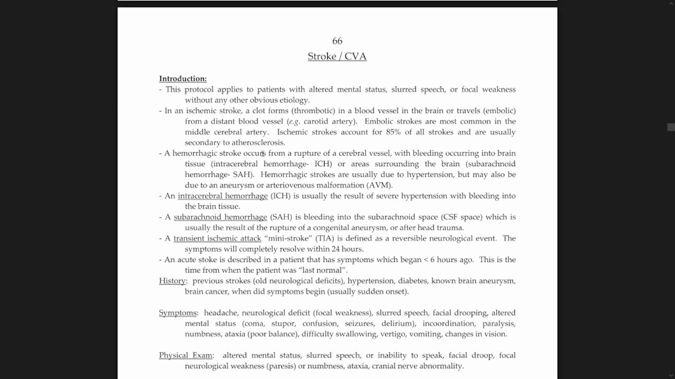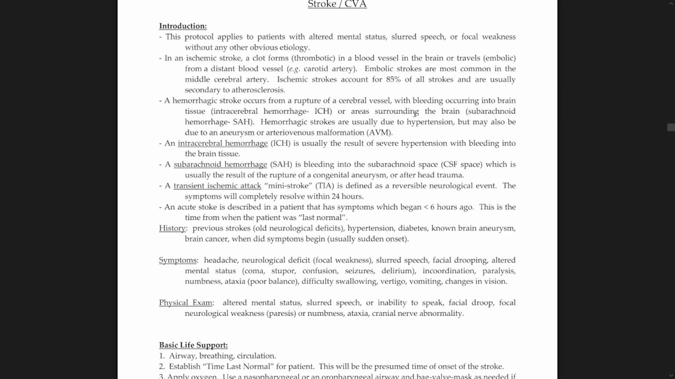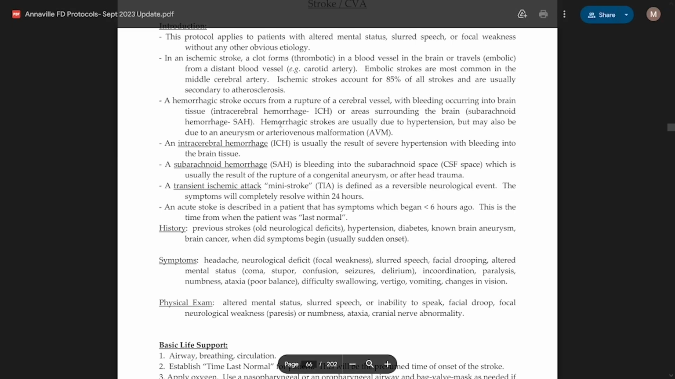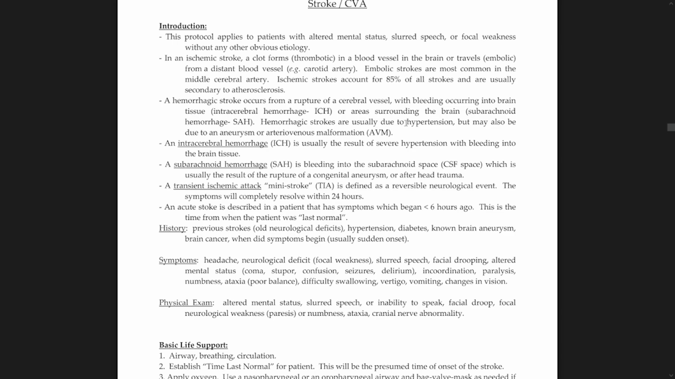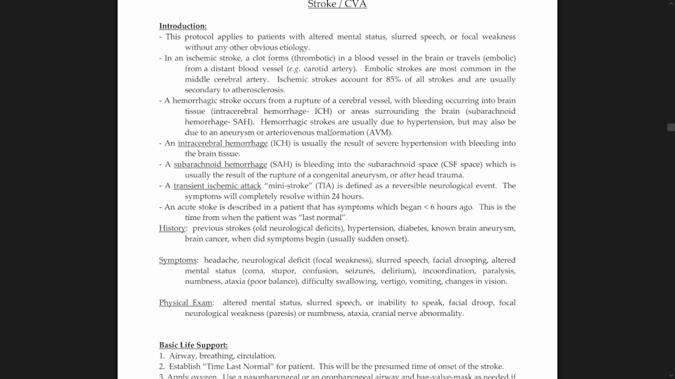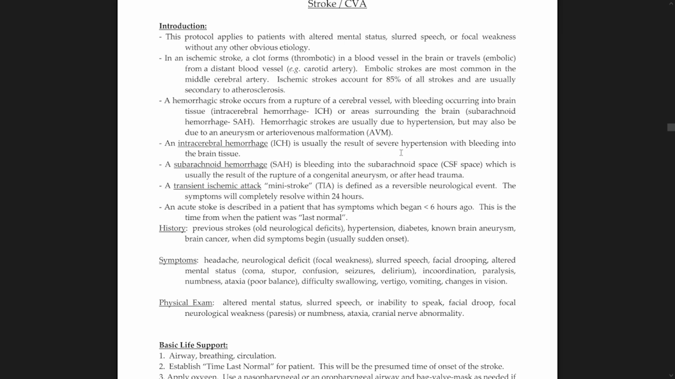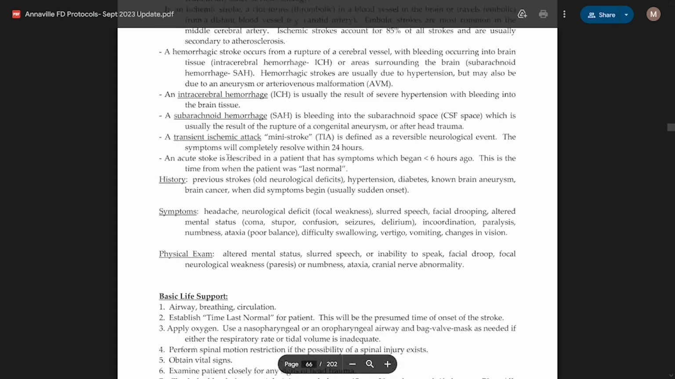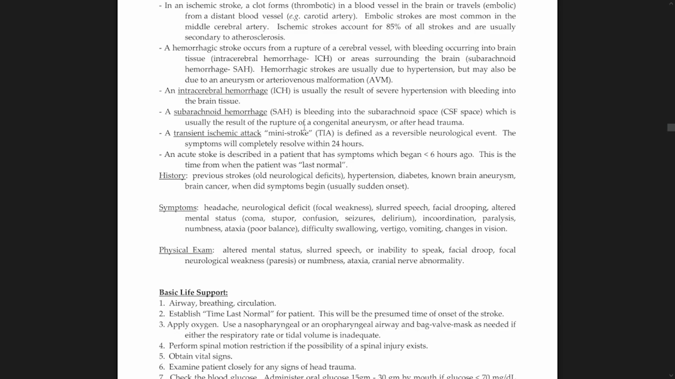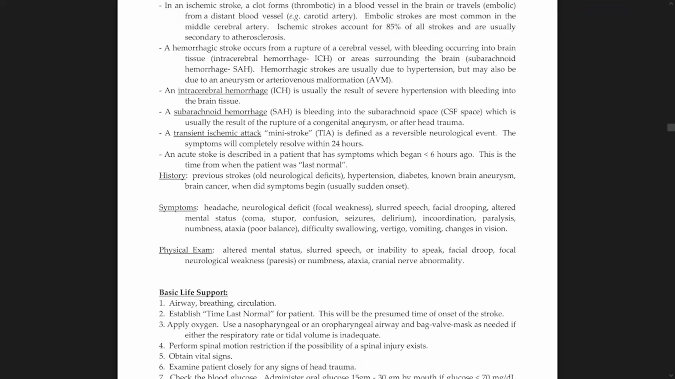A hemorrhagic stroke occurs from a rupture of a cerebral vessel, with bleeding occurring into brain tissue, intracerebral hemorrhage or ICH, or areas surrounding the brain, a subarachnoid hemorrhage, SAH. Hemorrhagic strokes are usually due to hypertension, but may also be due to an aneurysm or arteriovenous malformation, AVM. An ICH is usually the result of severe hypertension with bleeding into the brain tissue. A subarachnoid hemorrhage is bleeding into the subarachnoid space, the cerebrospinal fluid space, which is usually the result of the rupture of a congenital aneurysm, or after head trauma.